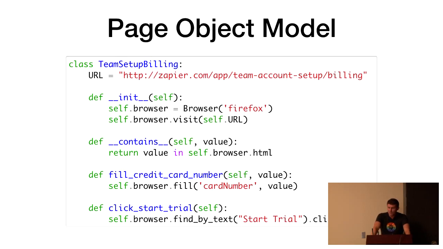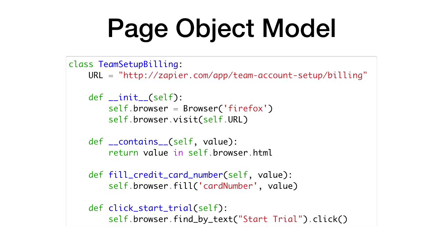So the next logical step is to apply what's known as page object model. In this approach, you create a class for each view of your application, so that you have reusable objects throughout your tests. So we have a team setup billing class, the URL that view lives at. When we initialize it, that's when we create a browser and visit that URL. Add a nice dunder contains method, so we can just say, like, if this string in the page. And then add some additional helpers to fill the credit card number for us and click the Start Trial button.